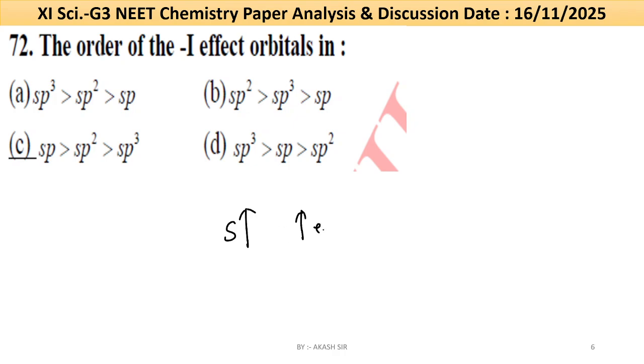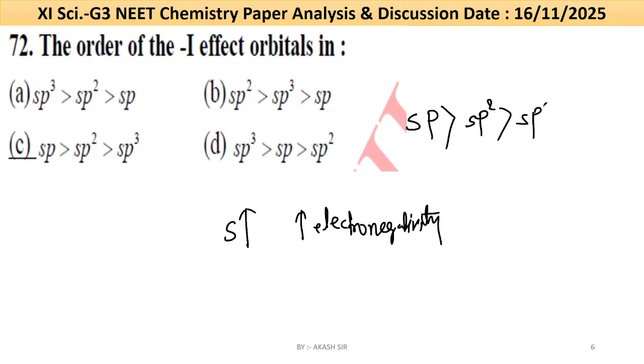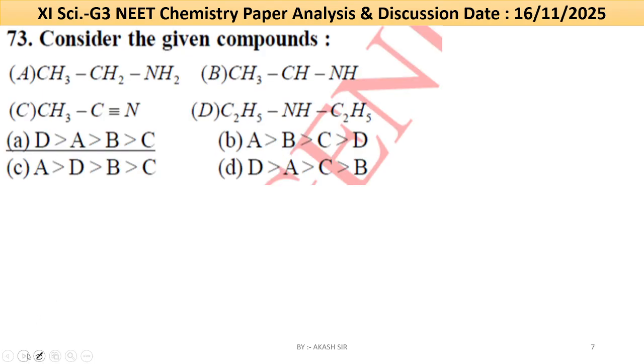More electronegativity. Now here, in sp orbitals, s character is more than sp2, which is more than sp3. Here it is 50%, 33% and only 25%. So the correct answer of this question is option number C. Next, question number 73. Consider the given compounds.